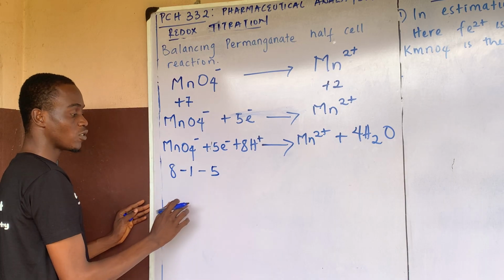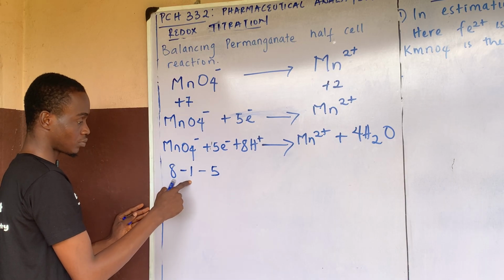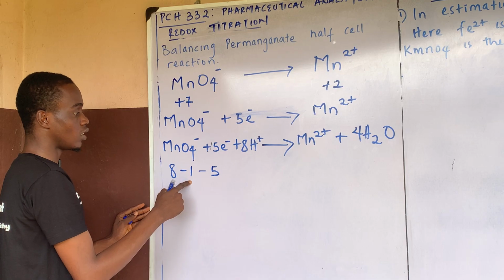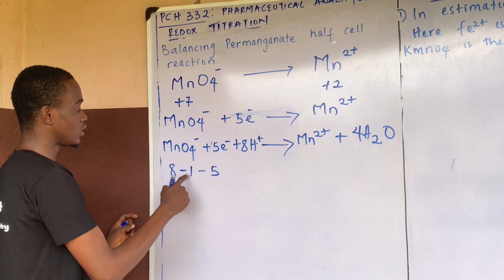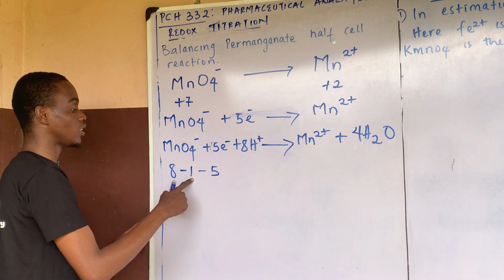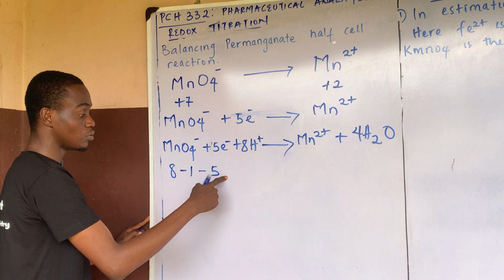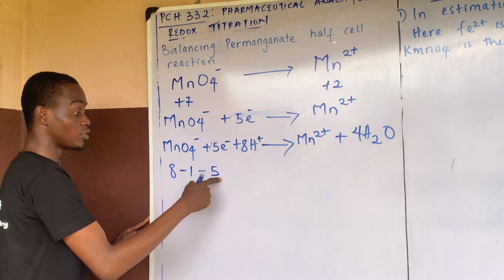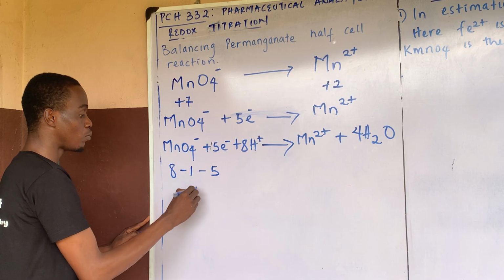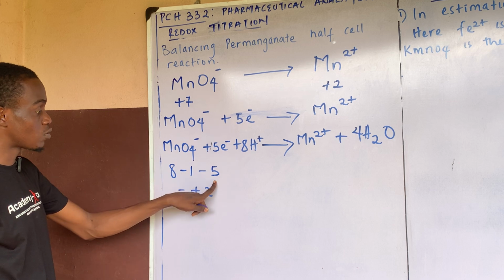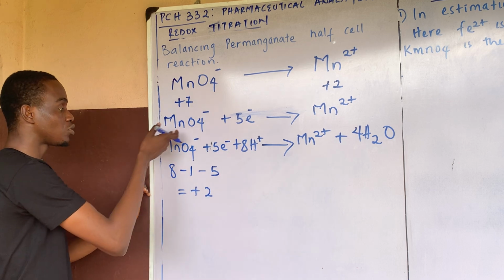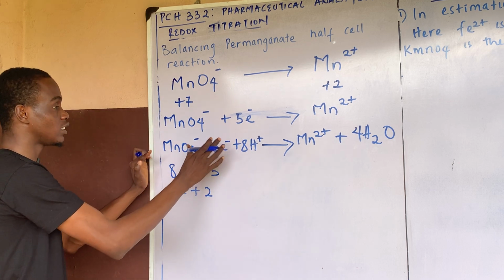If you subtract all these, we have 8 minus 1, that's 7. And 7 minus 5 is 2. So we have a total of plus 2. So the total charge in the reactant part is plus 2.